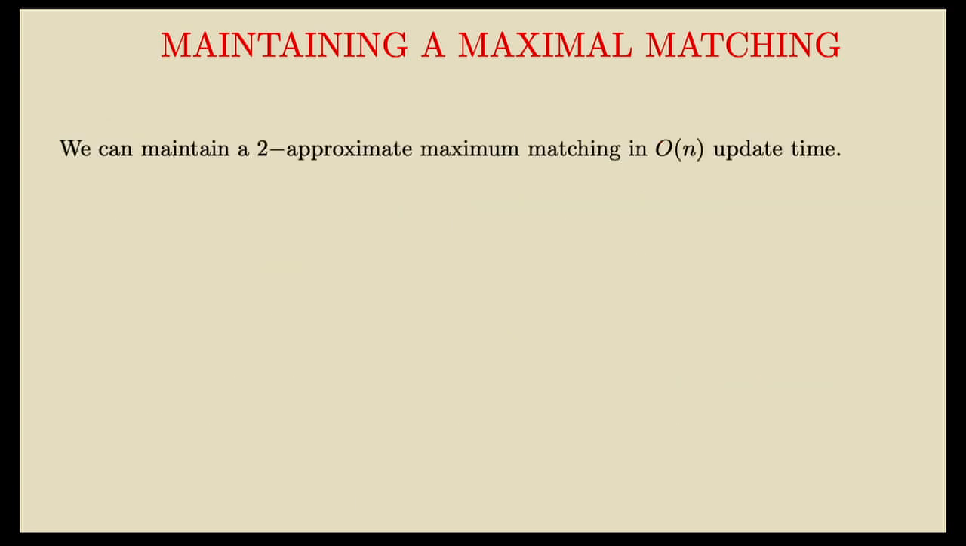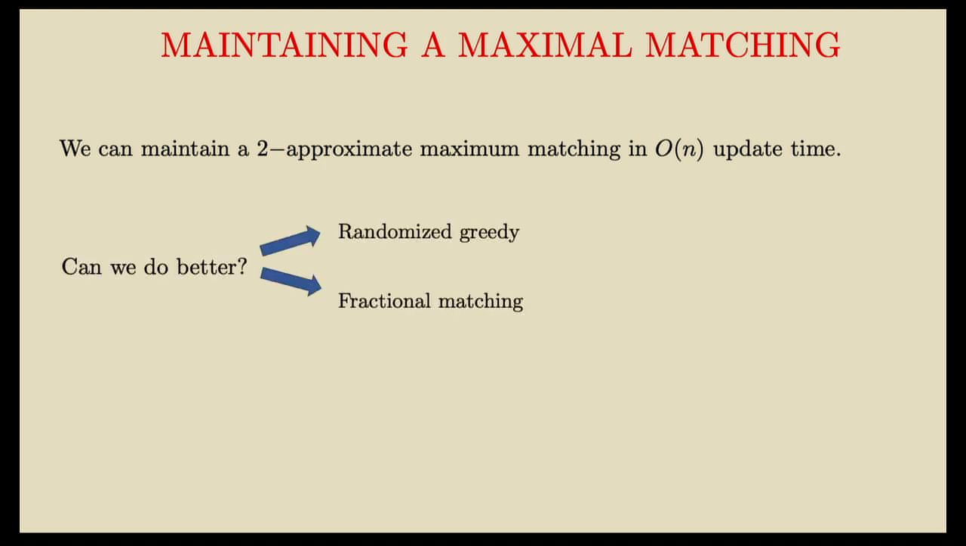but this order n update time is really bad. Can we do much better than n? And it is known that we can do, and if you try to just answer this question, you will end up with 2 different approaches that have been widely exploited in the dynamic matching literature in the past several years. The first approach is randomized greedy and the second approach is fractional matching. I will just briefly describe what randomized greedy is doing. I will not have time to describe the fractional matching based algorithms, but let us just stick with the first approach.